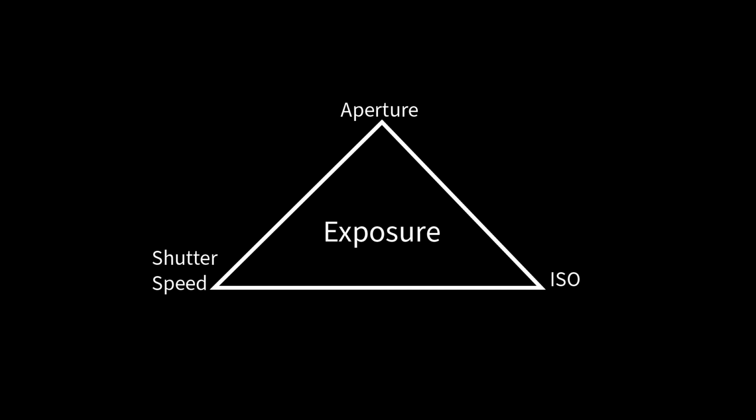Hi, today we'll be talking about the exposure triangle. The exposure triangle consists of three elements: aperture, ISO, and shutter speed. While each of these elements changes the brightness of the image, they also have their own properties. Let's explore them a bit further.